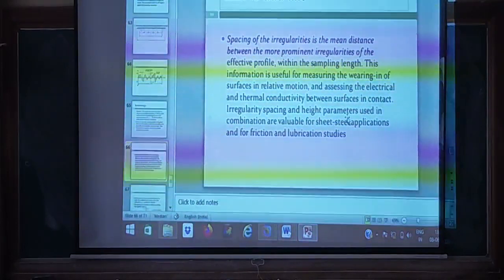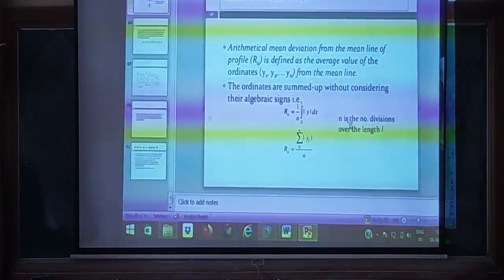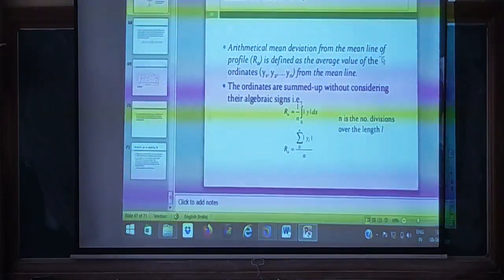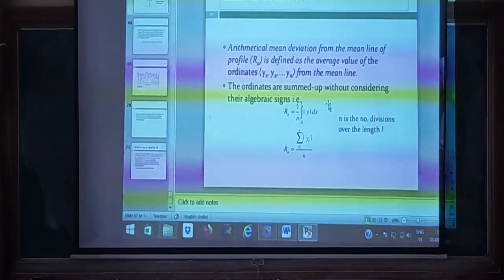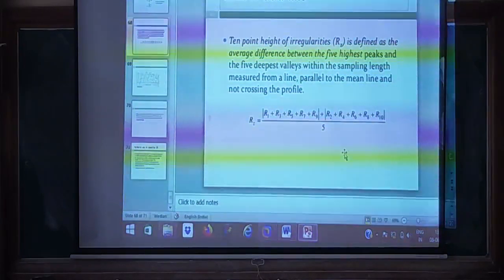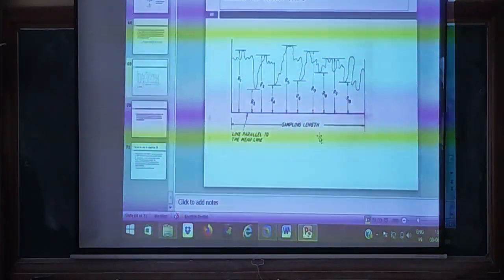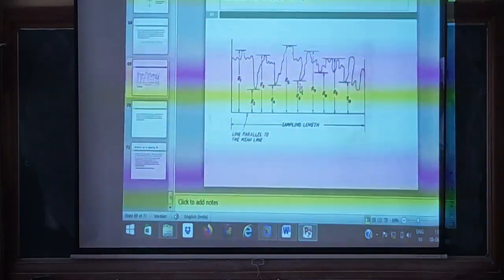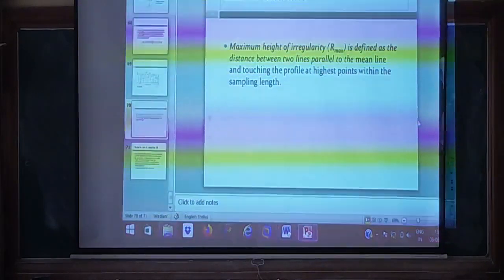And then the spacing of irregularity, how you are taking it, the arithmetical mean deviation, the equations to calculate the Ra value of the profile, the ten-point height of irregularities, and how to calculate Rz. This figure explains the sampling length and the lines parallel to the mean line that you have seen. The maximum height of irregularity is very important.